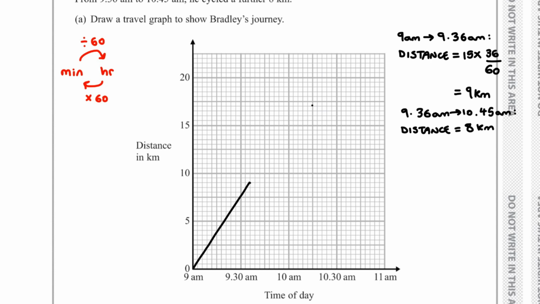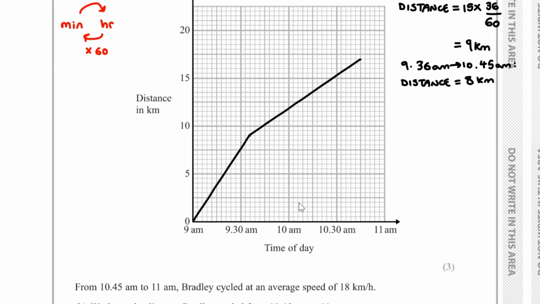Rather, we just undo that. 10:45 is here, and 17 is, well, here we've got 15, 16, 17 is here. So here is the correct graph for part A.